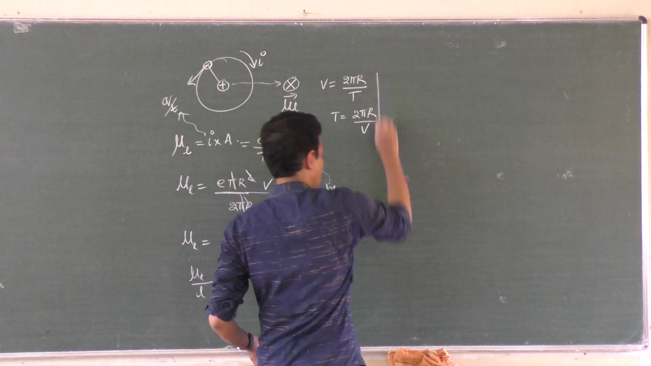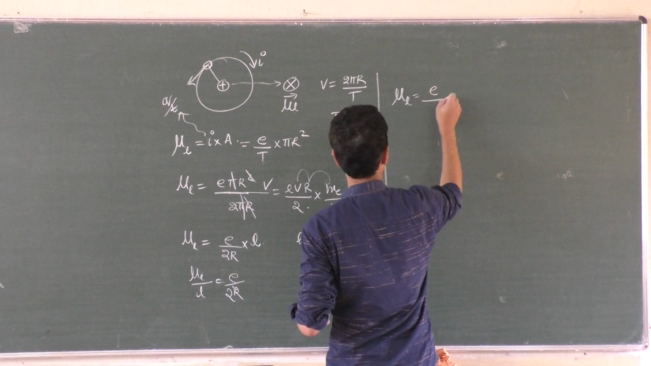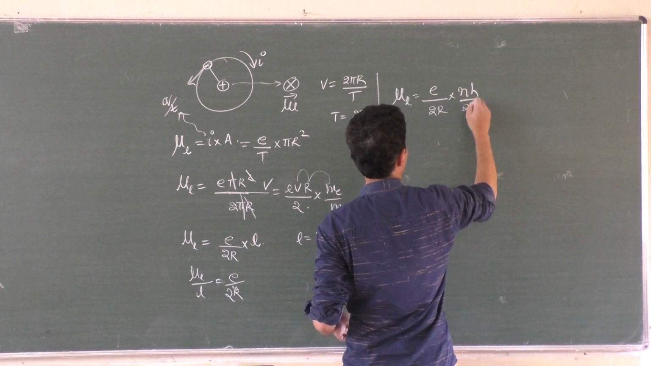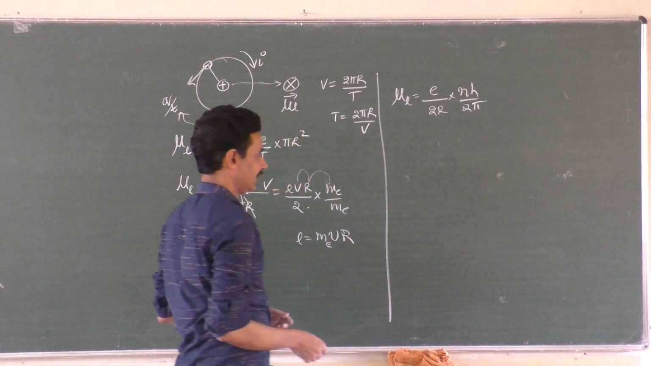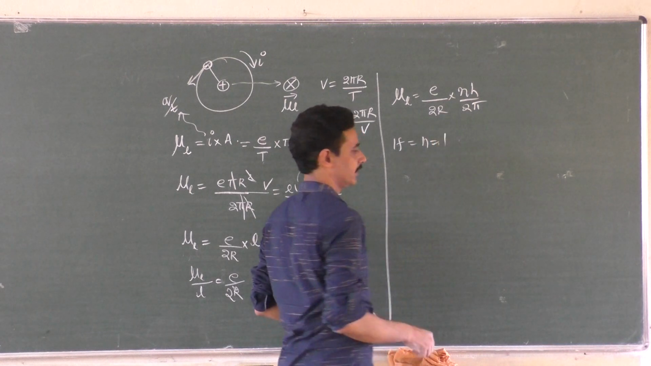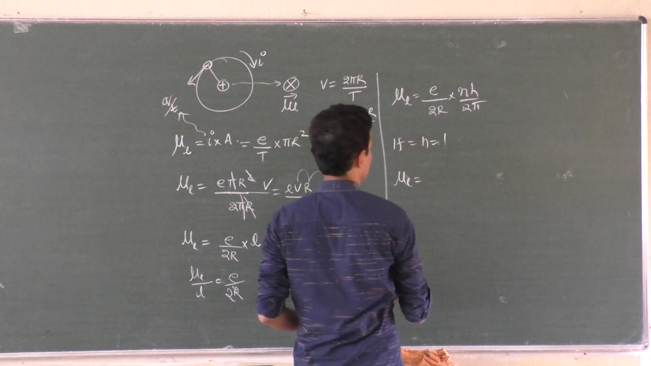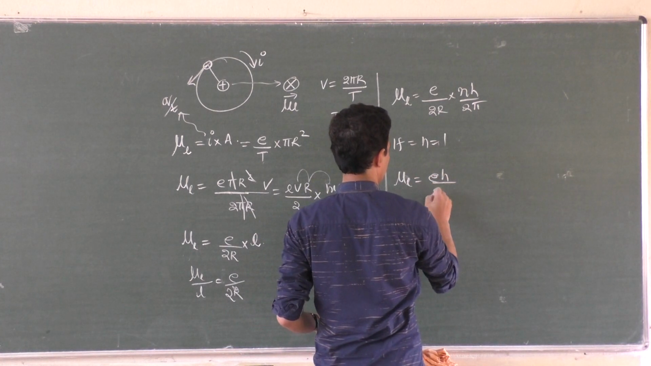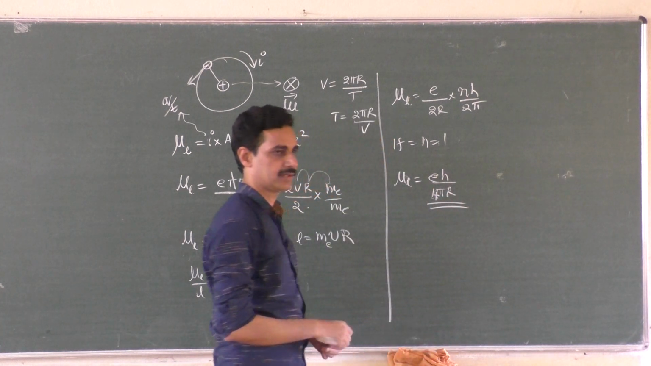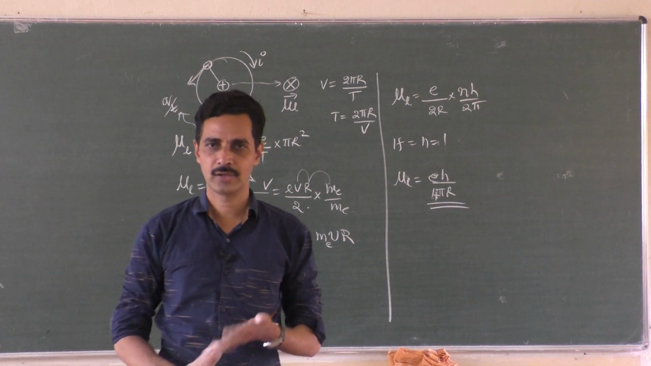But if I want to know what is the Bohr magneton, take this one. Mu L is equal to e by 2m into nh by 2 pi, because L is equal to nh by 2 pi. If you are concentrating on the first orbit of hydrogen atom, put n equal to 1. Then mu L is equal to eh by 4 pi m. Substitute the value, you will get Bohr magneton. So magnetic moment due to an electron in the first orbit of hydrogen atom is called Bohr magneton.